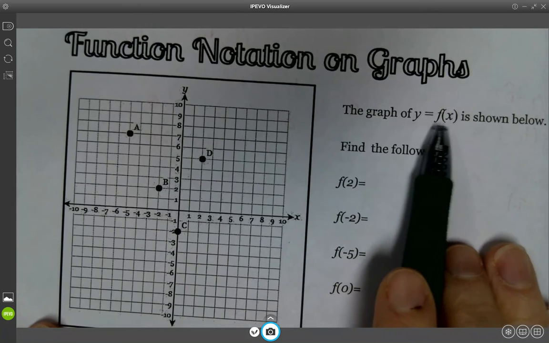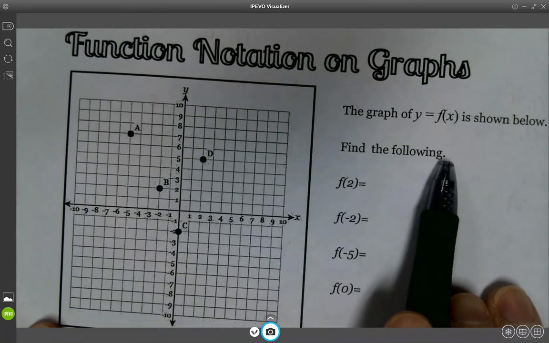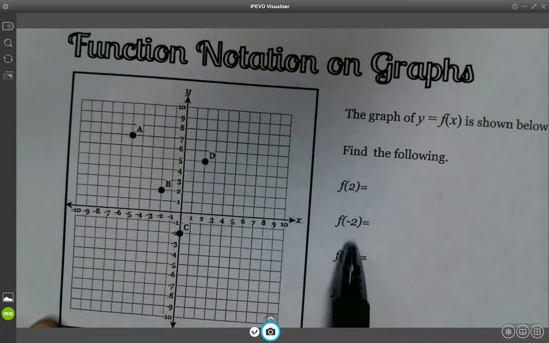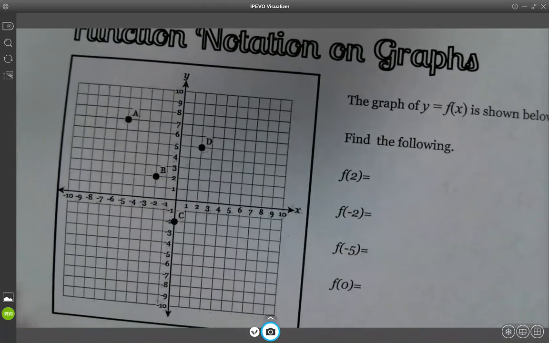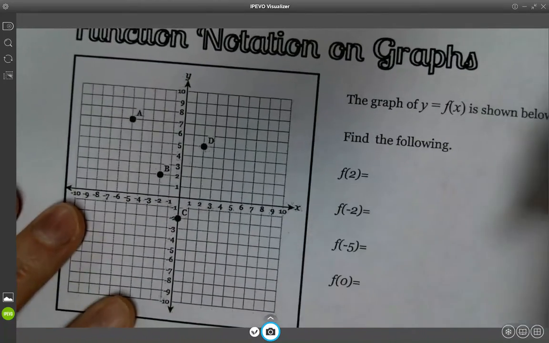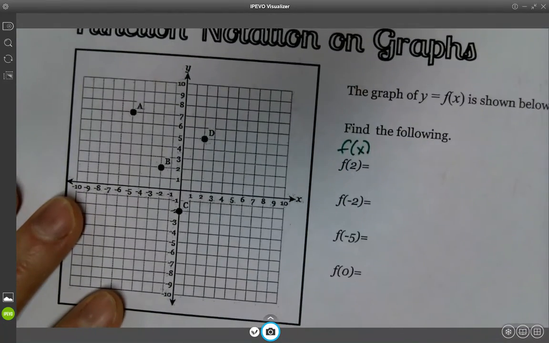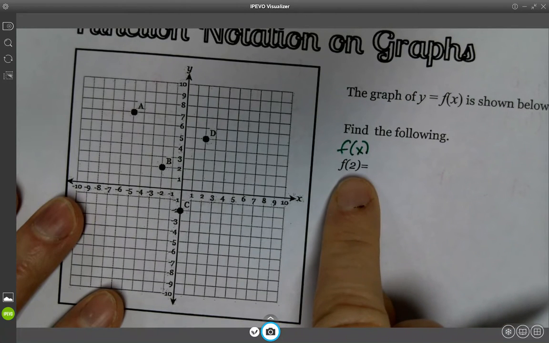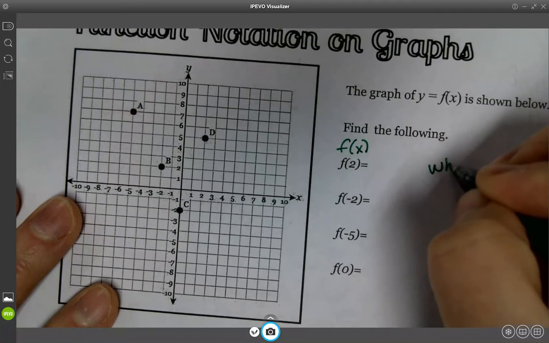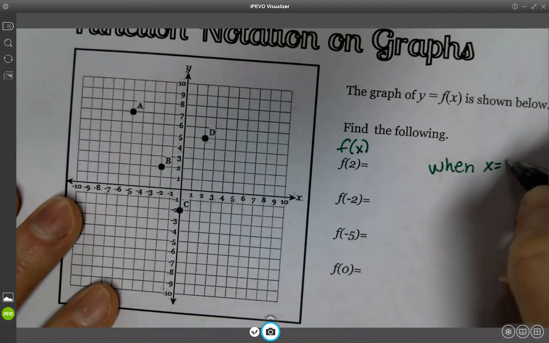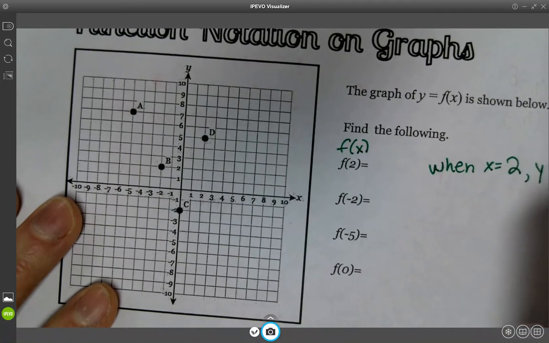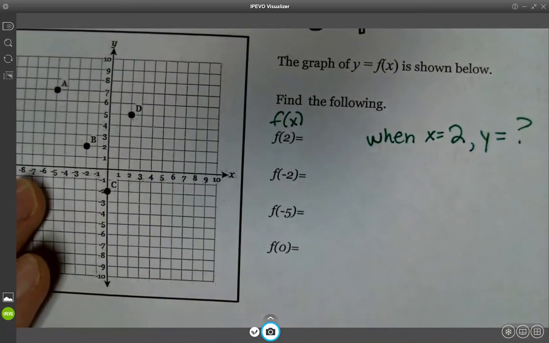The graph of the function f of x is shown below. Find the following: f of 2, f of negative 2, f of negative 5, f of 0. So remember what f of x means? If I have f of 2, what is that telling me? That's saying when x is 2, what is y? So it's when x equals 2, y equals question mark. That's what that's asking.